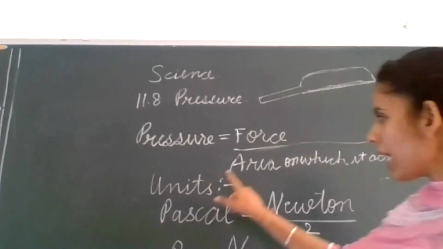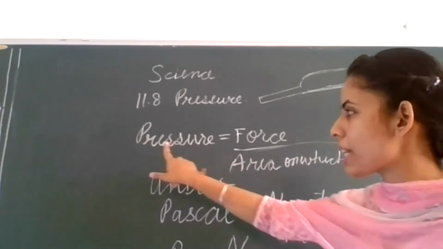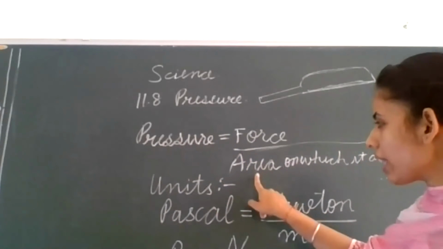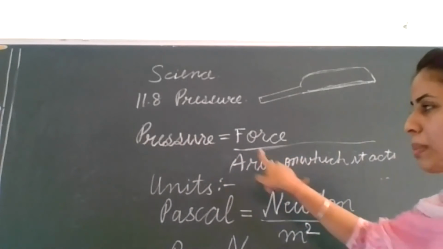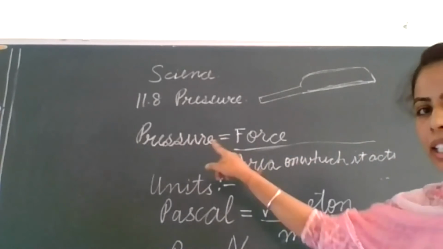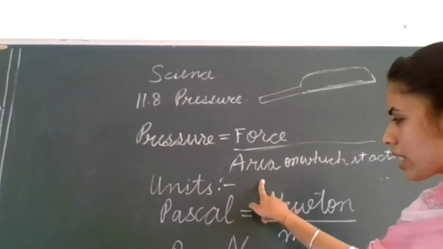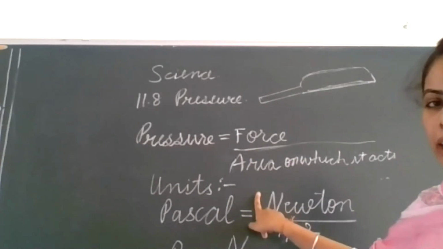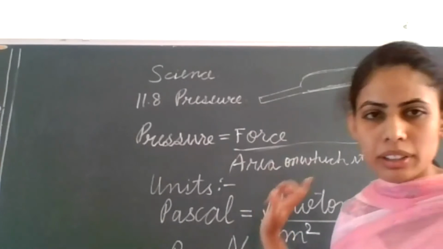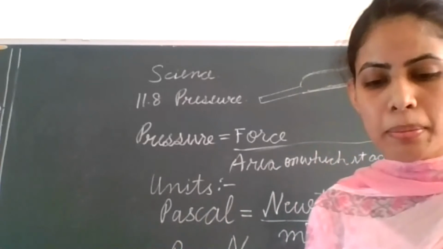Clear? If the area increases, the pressure will decrease. If area increases, pressure decreases. Okay, it is inverse. Area increases, pressure decreases. Area decreases, pressure increases. Okay, clear?